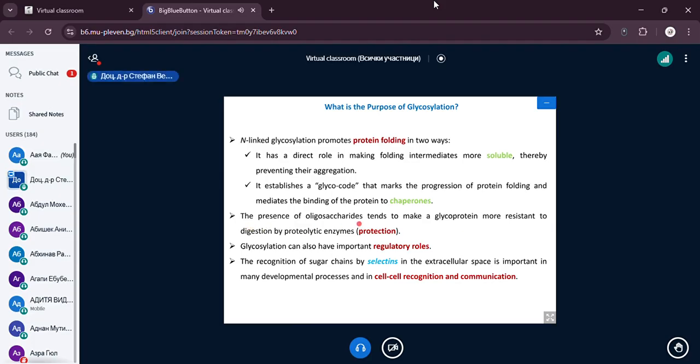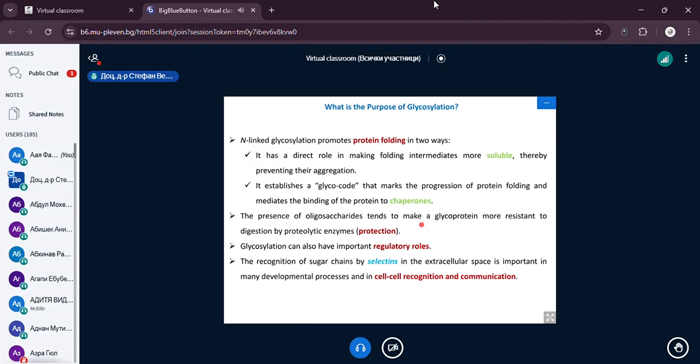Second, the presence of oligosaccharides tends to make proteins resistant to enzymatic degradation. Enzymes cannot recognize their specific binding spots on the proteins when the protein is glycosylated, so they cannot degrade the proteins. And that's one of the roles of glycosylation, protection of the newly synthesized protein.